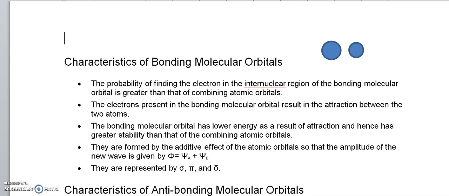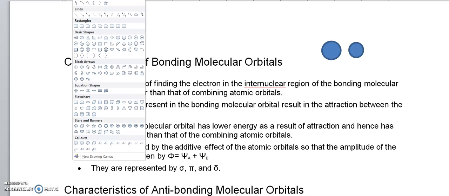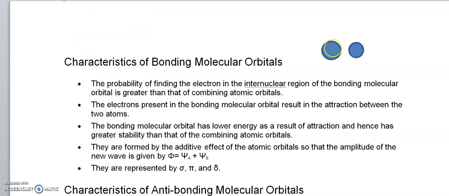So it should be the same size. Here will be a nucleus in the center, here also a nucleus. The probability of finding electrons here, if we take the internuclear axis, will be more compared to the other position. So the electrons present in the bonding molecular orbital result in the attraction between two atoms.